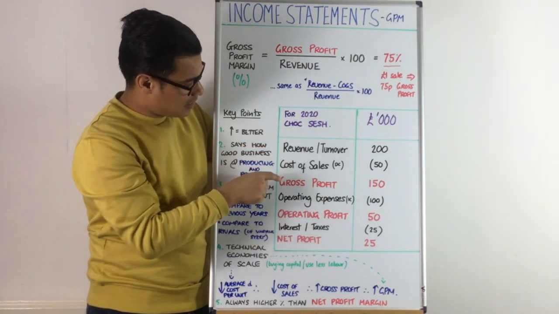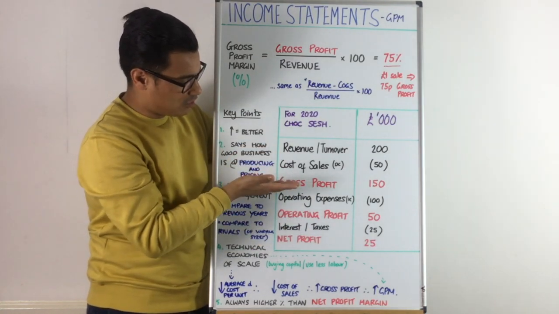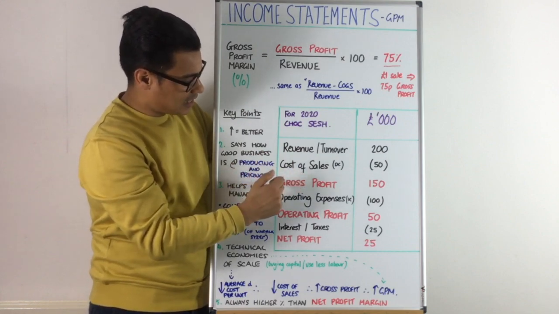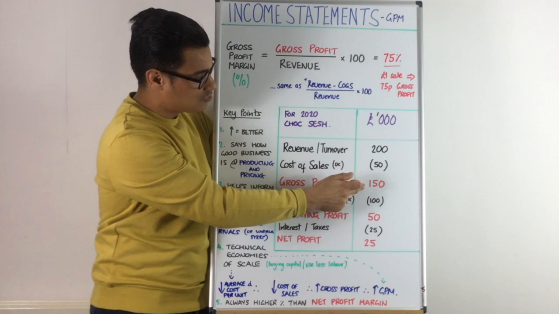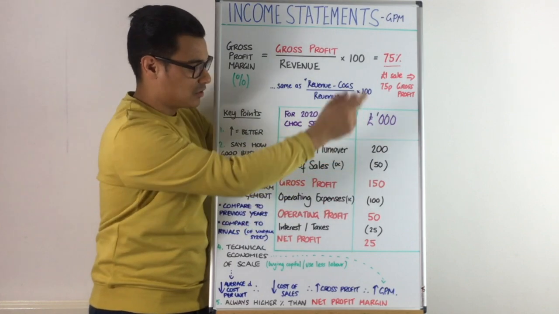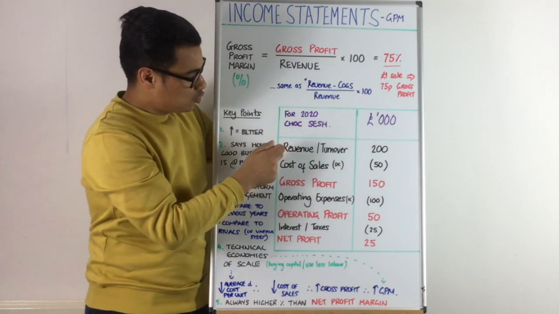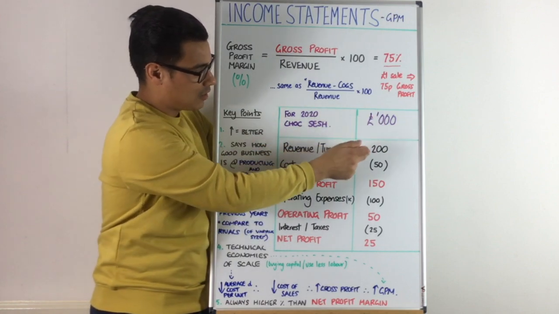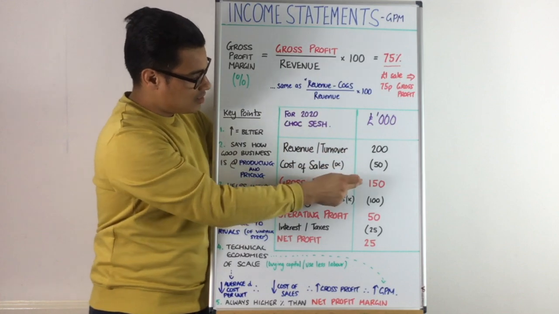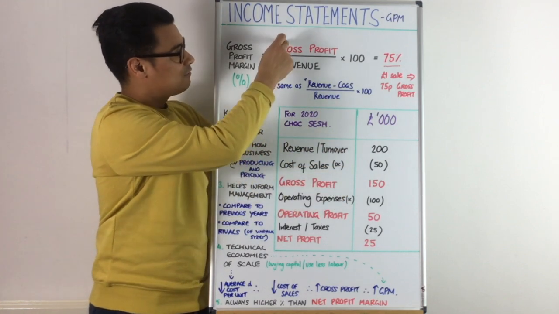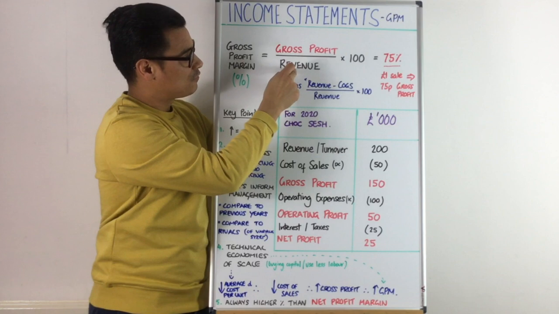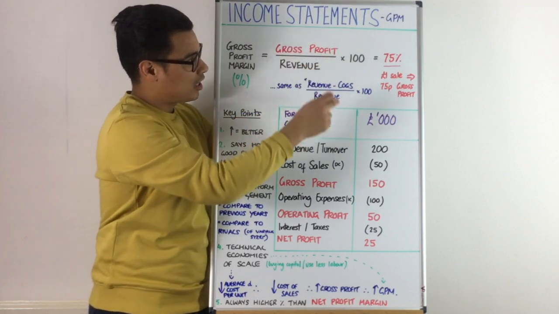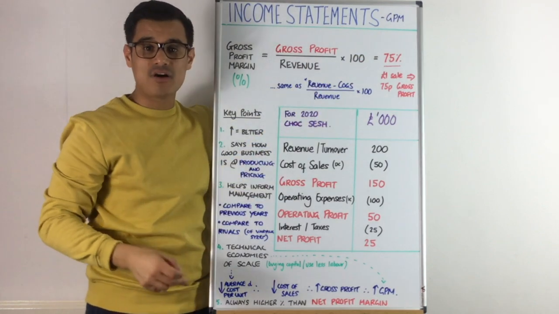Well, it's going to be simply your gross profit, the top profit, the first profit that you find on an income statement. And in this case, gross profit is £150,000 to be precise. And your revenue or your turnover is £200,000. So simply putting these numbers in, you'll put 150 in for gross profit, 200 in for revenue, 150 divided by 200 times by 100 is going to come to 75%.